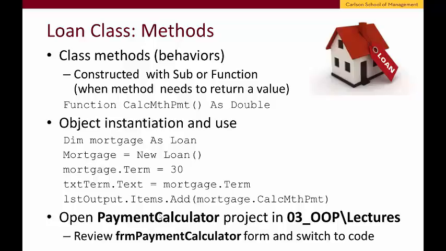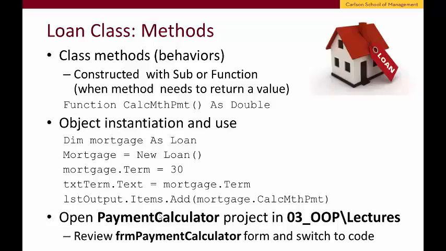Once the object mortgage of class loan is declared, then instantiated, we would specify all of its properties, such as mortgage.term equals 30, and use its methods such as mortgage.calcmthpay, using the dot notation similar to what we've done with data structures earlier in the class.